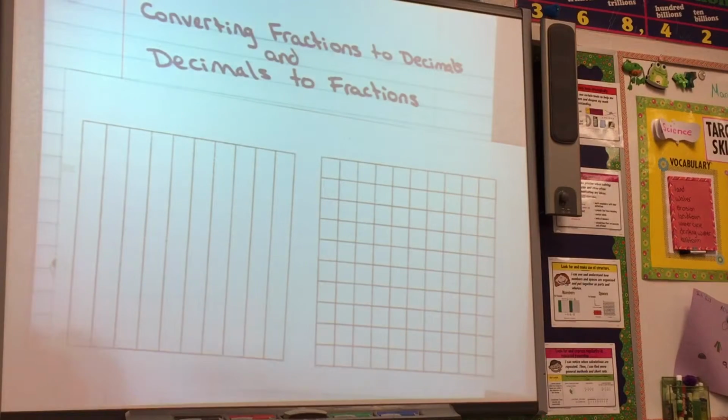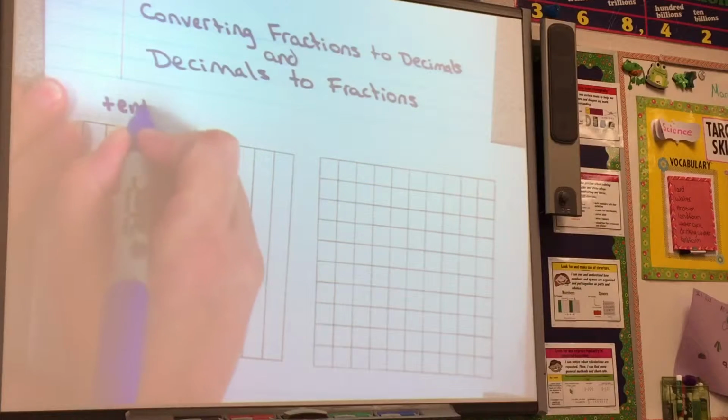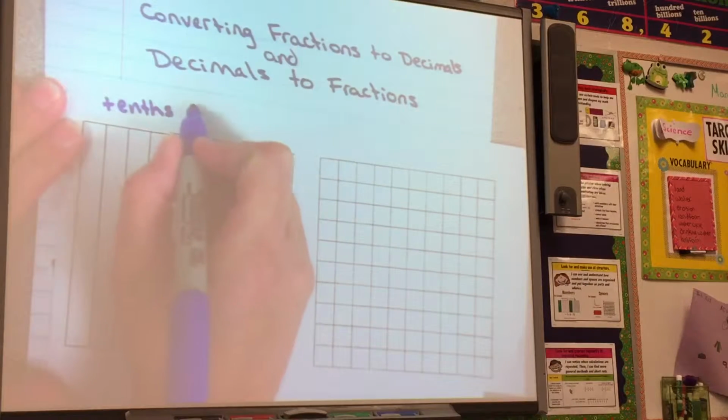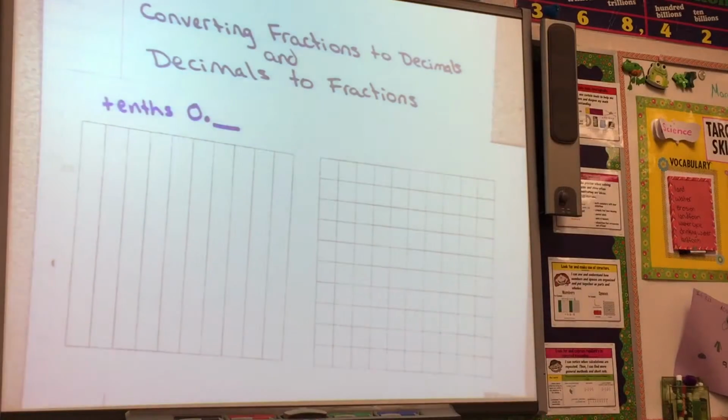This grid you'll see has 1, 2, 3, 4, 5, 6, 7, 8, 9, 10 columns. So on a 10 column grid, we can represent our tenths. Okay, and our tenths is the first place after the decimal.